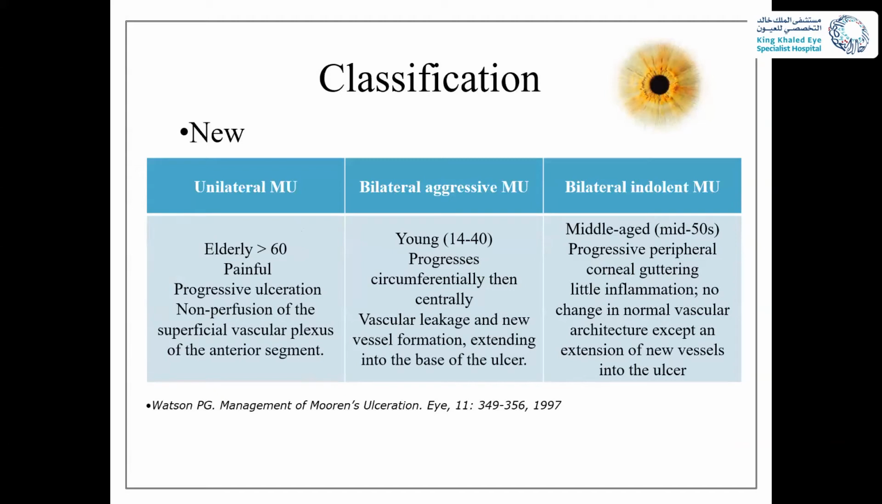The bilateral aggressive form of Mooren's ulcer happens in the relatively young group of the population. It progresses circumferentially and then goes centrally. They have extensive vascular leakage and new vessel formation, and that extends to the base of the ulcer. We have the bilateral indolent Mooren's ulcer that affects middle-aged people. It is progressive. They have peripheral corneal melting with little inflammation and no change in normal vascular architecture, except in the extension of new vessels into the ulcer bed.